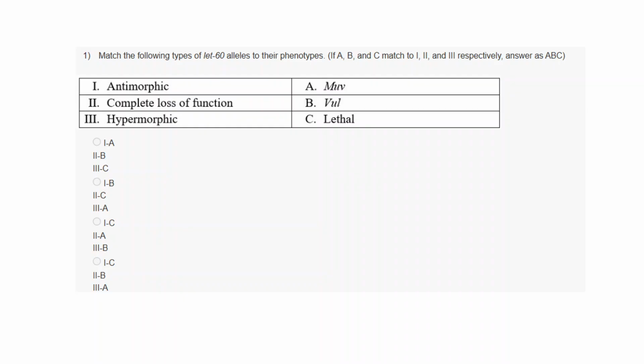So this is a question related to the gain of function or loss of function mutations that happen, or the alleles which have such kind of a mutation. If you have gone through the lectures, you would know the meaning of antimorphic, hypermorphic, or complete loss of function. Basically, these are the three conditions, and these are the phenotypes. So you have to match which condition leads to which phenotype. Okay, this you have to match.